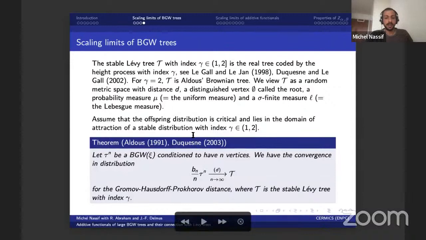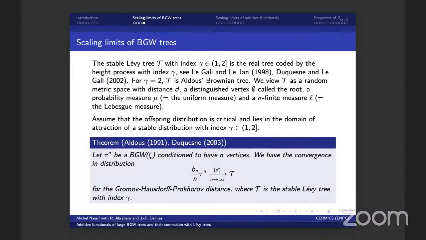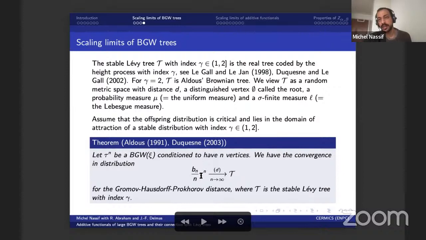Sorry, what is Tn multiplied by Bn divided by n in the theorem? It means that tau n is a tree, so you can equip it with the graph distance. And here it just means that you normalize this distance to be equal to Bn over n. So you just multiply all distances by this factor.